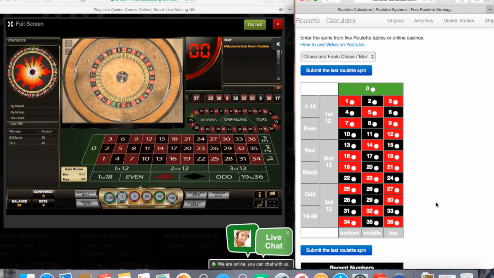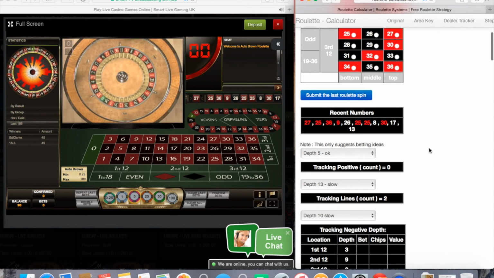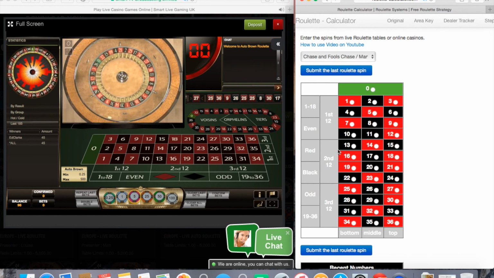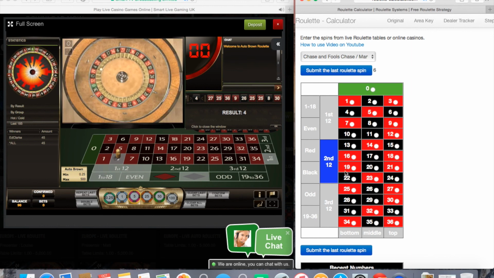Hi and welcome back. We are just waiting on this result to come in, and hopefully we will have a bet. This will be on the negative chase. As you can see down here, the second 12 is on a depth of 9. So if this doesn't come in, then we will get a bet. So what are we going for? Perfect. Number 4 came in, and that puts us on a negative depth of 10 on the second 12.